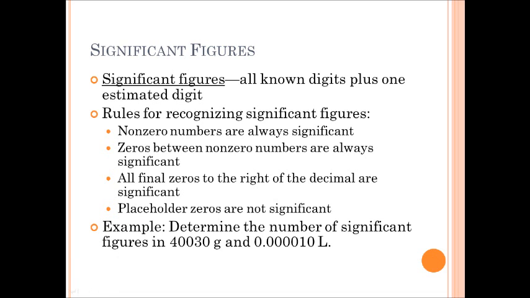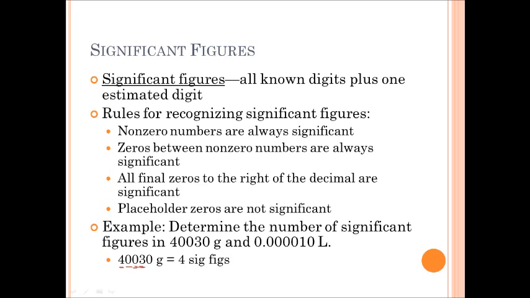Alright, so let's look at an example. Determine the number of significant figures in 40,030 grams and 0.000010 liters. Alright, so the first one, looking at 40,030 grams, we have a 4 and a 3, which are significant. We have 2 zeros that are sandwiched between the 4 and the 3, which are significant.